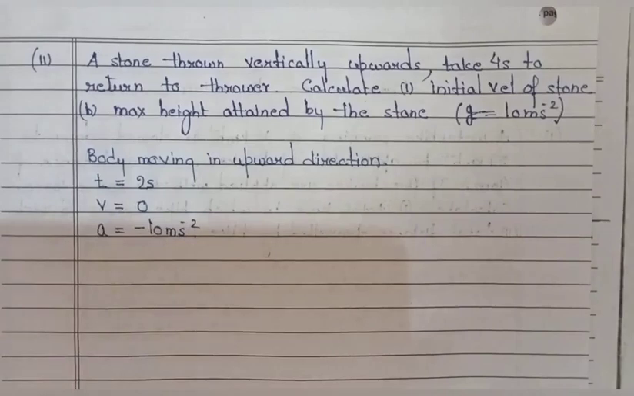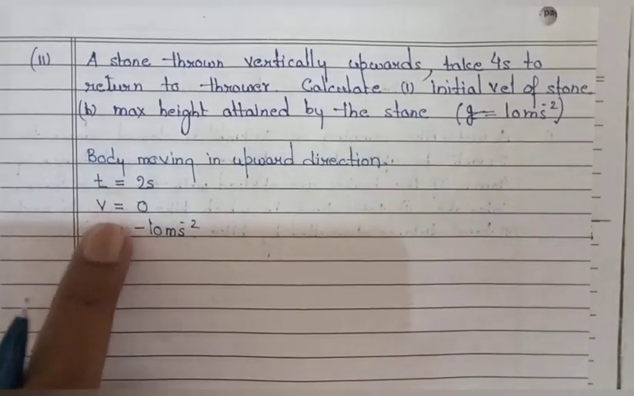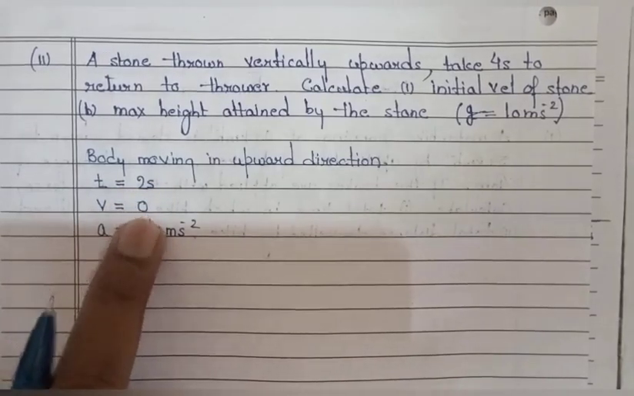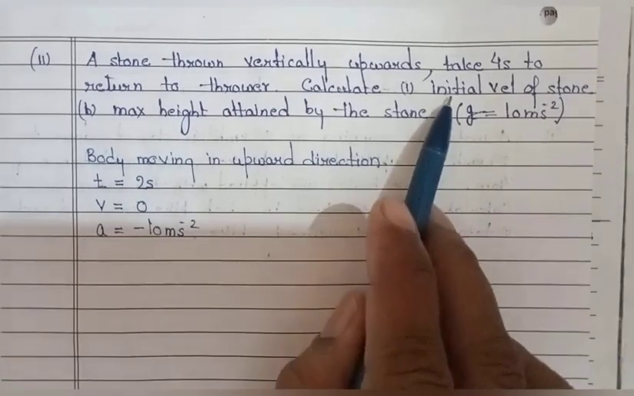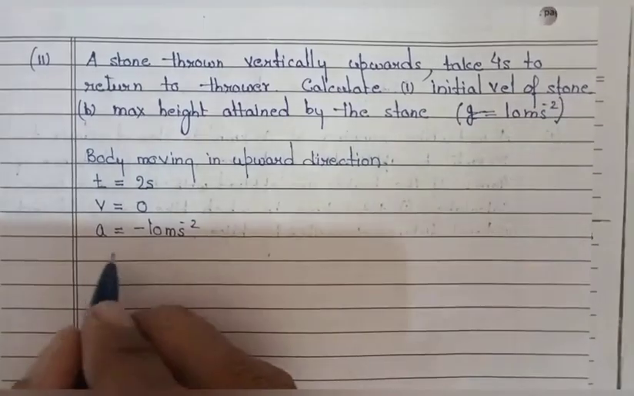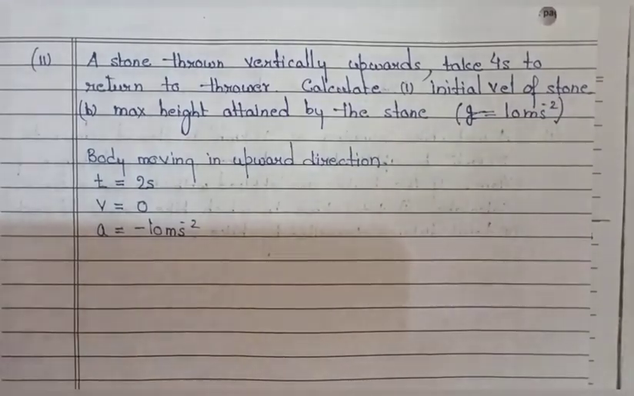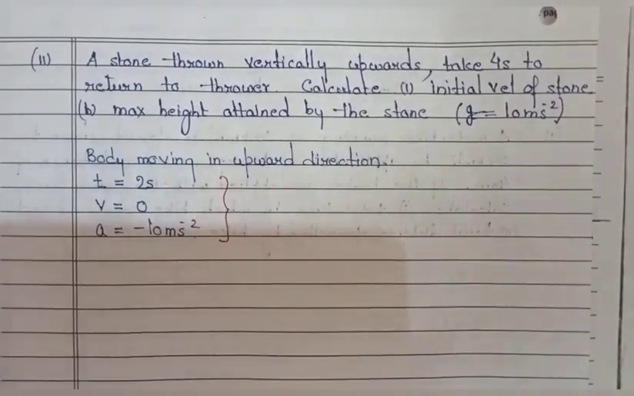So we have this information while the body was moving in the upward direction. Time we know, at the highest point velocity becomes 0, and a is also known to us. In the first part, they are asking you to calculate the initial velocity of the stone. So let's calculate the initial velocity of the stone. We will be using these three pieces of information.